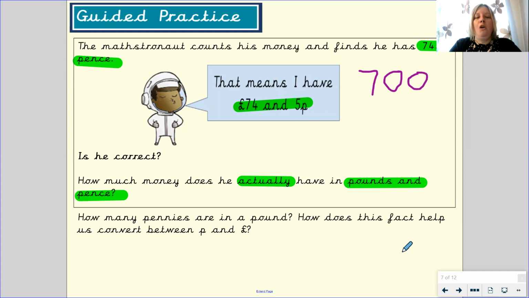If we know that there are 100p in just £1, how many pounds does our astronaut have here? He has 700p. So if he has 700p, he would have £7.